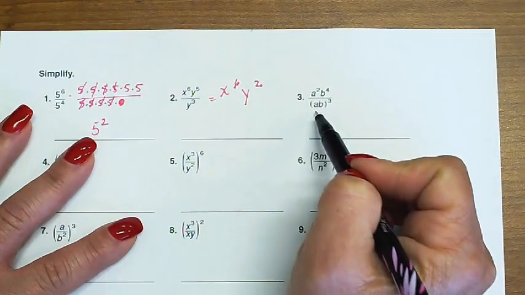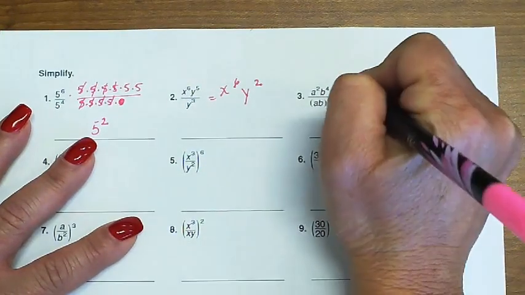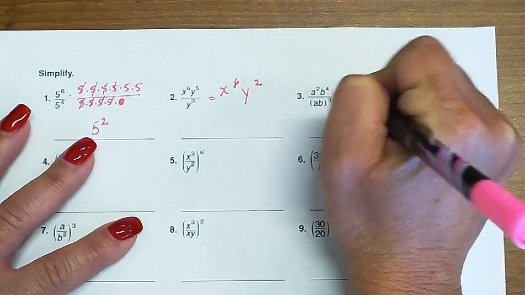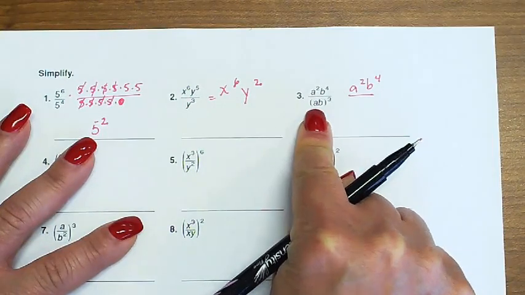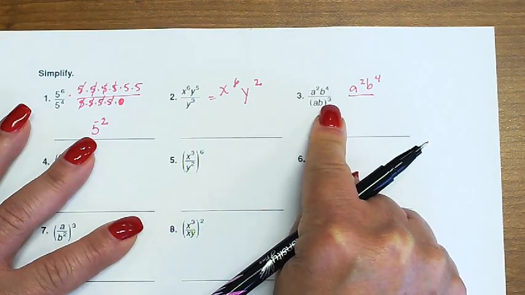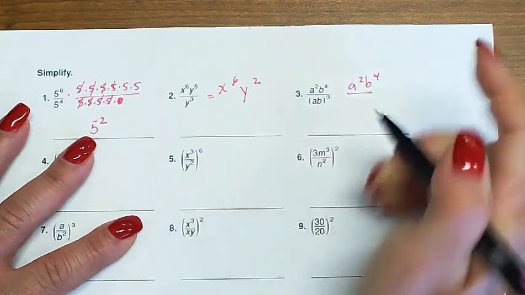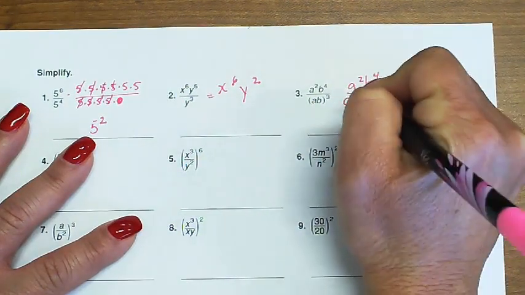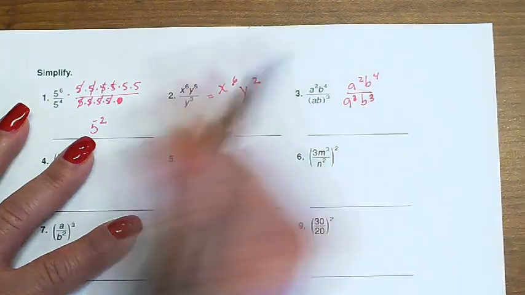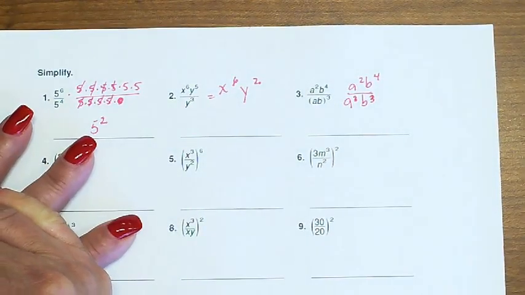Okay, now let's look at number 3. Got a couple things going on here. I've got the a squared b to the 4th. And then in my denominator, I have ab to the 3rd power. Well, remember that this means that every part of this is raised to the 3rd power. So a is raised to the 3rd power and b is raised to the 3rd power. So that's really important to remember.